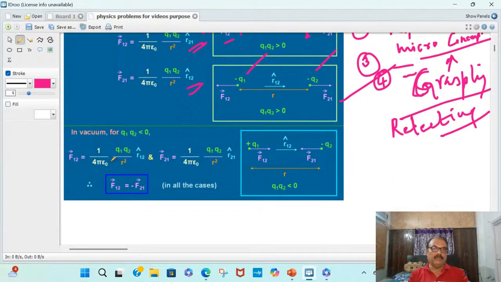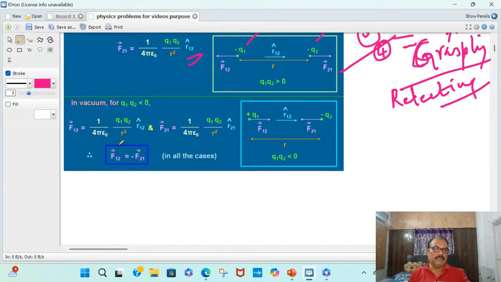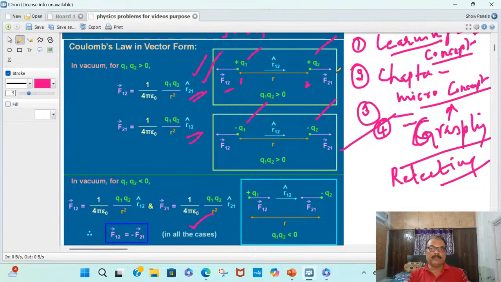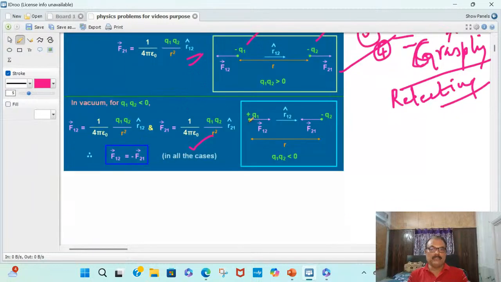Then you see that r12 and r21 are opposite, so the forces are equal and opposite. In all cases this is correct. Even if it is attracting, it is in the opposite direction, and even if it is repelling, it is in the opposite direction.